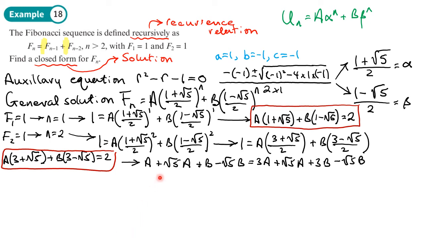Okay, so since they're both equal to 2, I've made them equal to each other. Now what happens here is that I've got root 5a, they will cancel out. Root 5b cancel out. So here I just end up with a plus b equals 3a plus 3b. We can take away a from both sides, so we just end up with 2a plus 2b equals 0. Then we can divide both sides by 2 and move the b across, so we've got a equals negative b or b equals negative a.